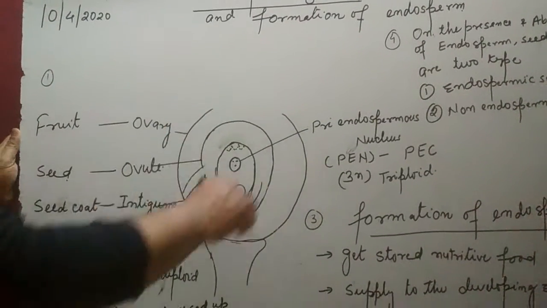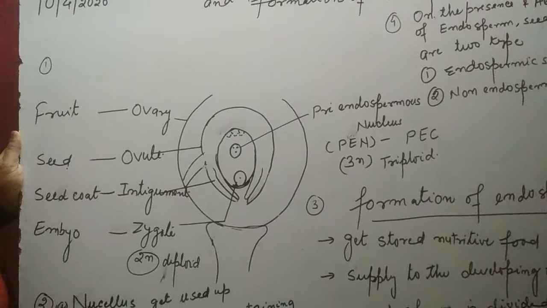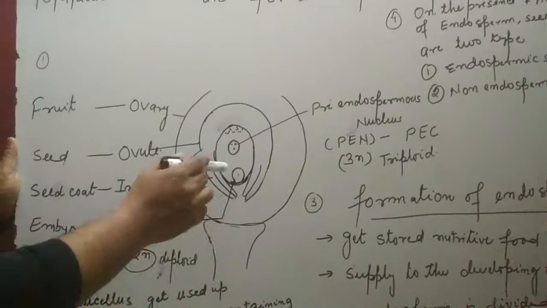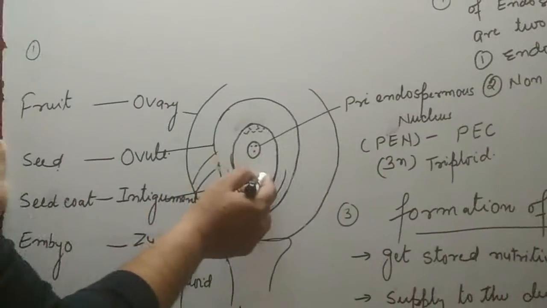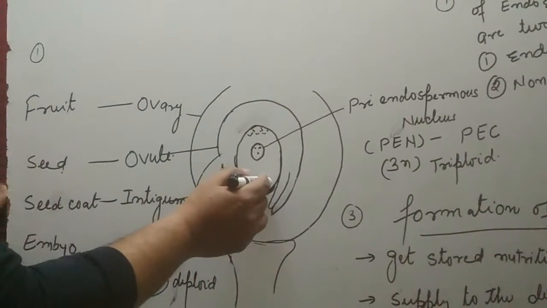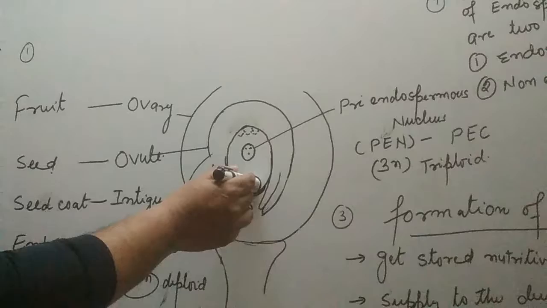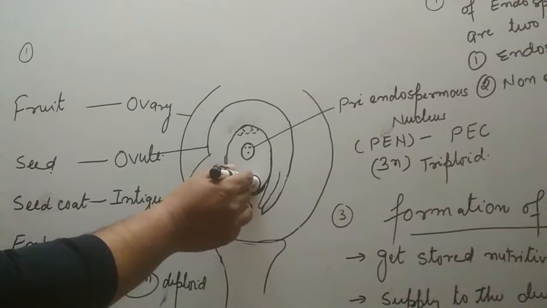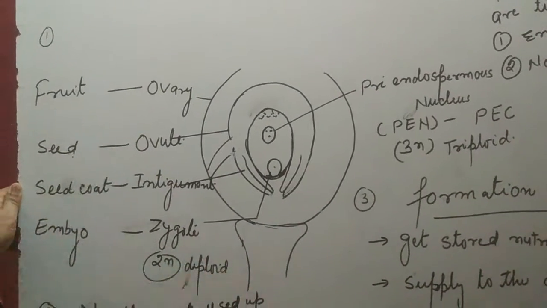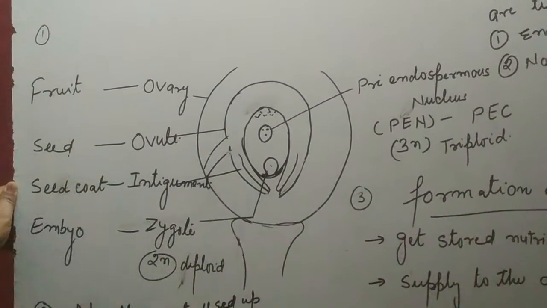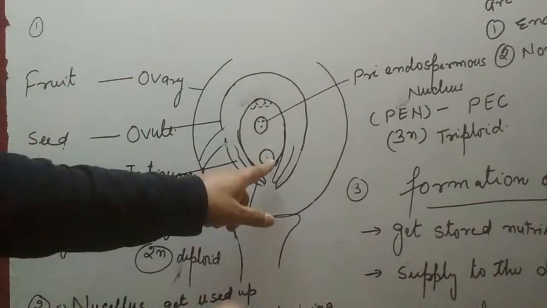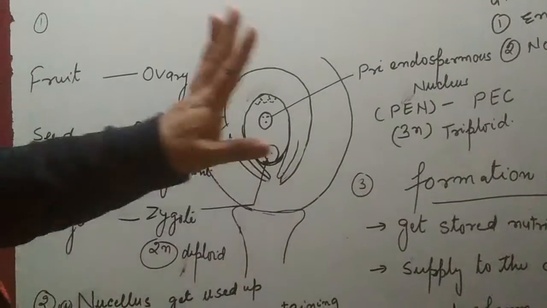This is the ovary. The ovary is the part of the pistil or carpel. Fertilization occurs inside the ovary, basically inside the ovule. Inside the ovule, this is the zygote. The zygote is formed after the fusion of male and female gametes. When the male and female gametes fuse to form the zygote, the process is called fertilization, and a diploid cell is formed. The diploid cell is called the zygote.